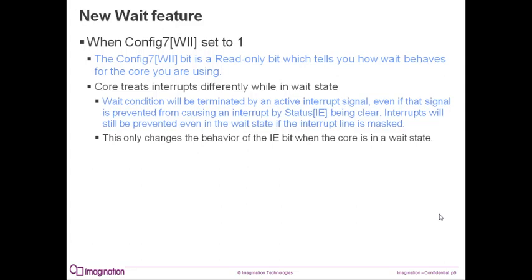This only changes the interrupt enable bit behavior when the core is in the wait state. This allows you to clear the interrupt enable bit before deciding to execute the wait function, thus eliminating the possibility of an interrupt coming between the check of the pending flag and the execution of the wait instruction. There is also no need to check in the interrupt code to see if the interrupt was in the wait function.